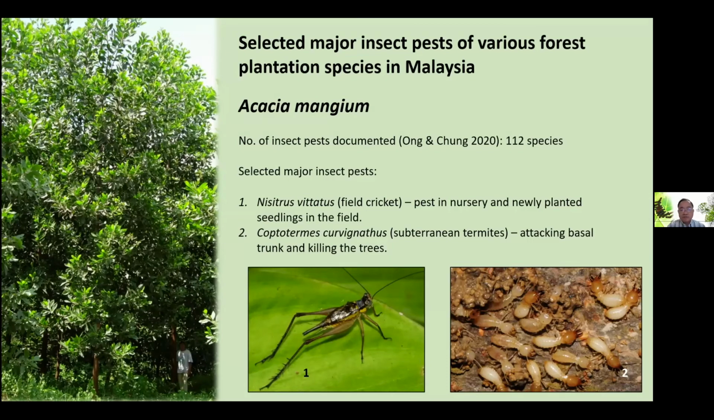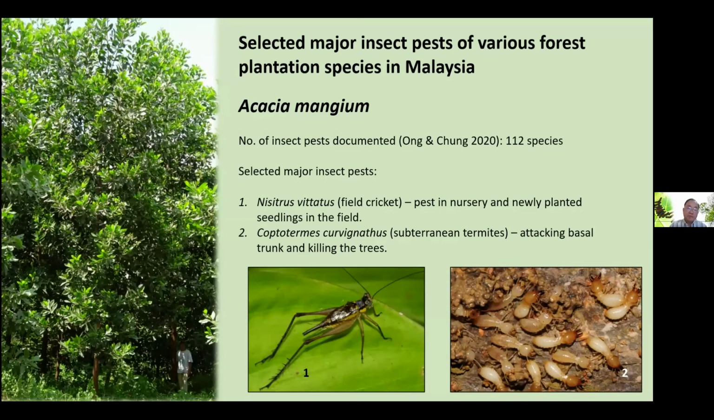Some 112 species were documented based on Ong and Chung 2020. This is actually based on the host pest list of the forest plantation species in Malaysia. And the field cricket, Gryllus vittatus, is one of the main pests in nursery and newly planted seedlings in the field, while subterranean termites of the genus Coptotermes attack basal trunks and kill some of the trees.